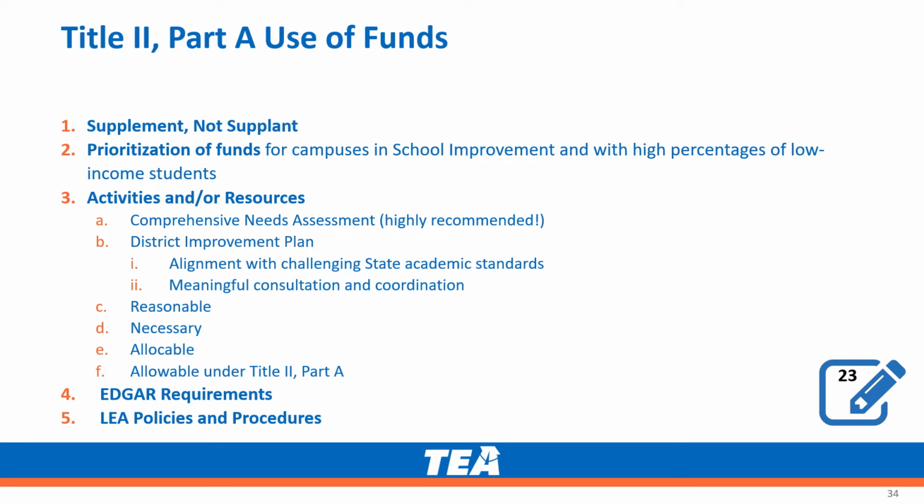The LEA District Improvement Plan should show that the activities have been aligned with the challenging state academic standards and that they were determined through a meaningful consultation with required stakeholders and in coordination with other programs. The activities must be reasonable and necessary, be allocable under the grant, and be allowable under Title II Part A. The activities must meet the EDGAR requirements and be in accordance with the LEA's policies and procedures.